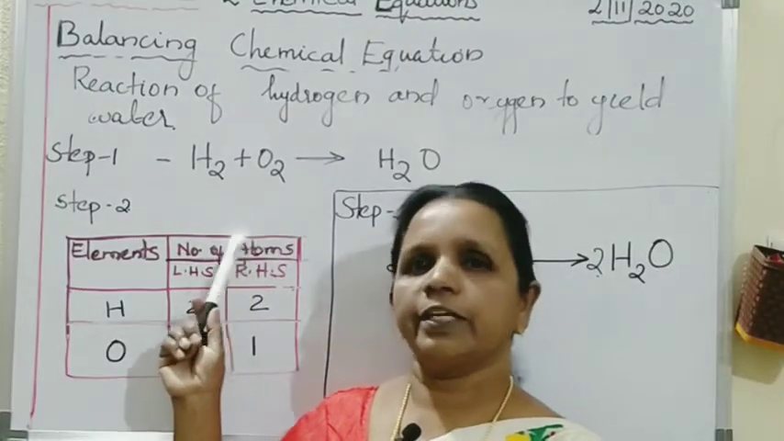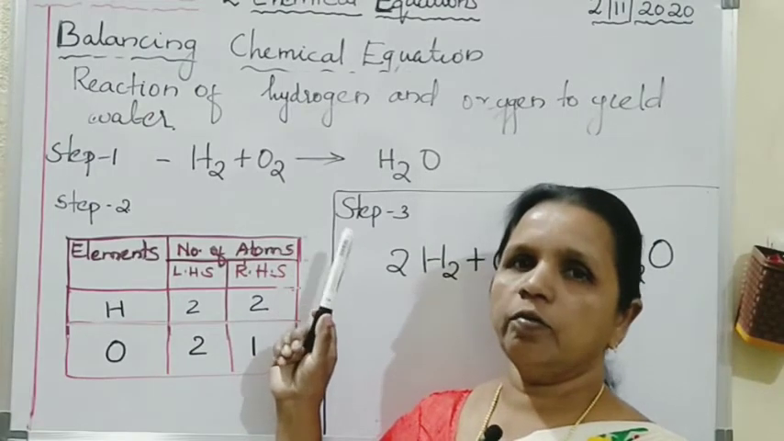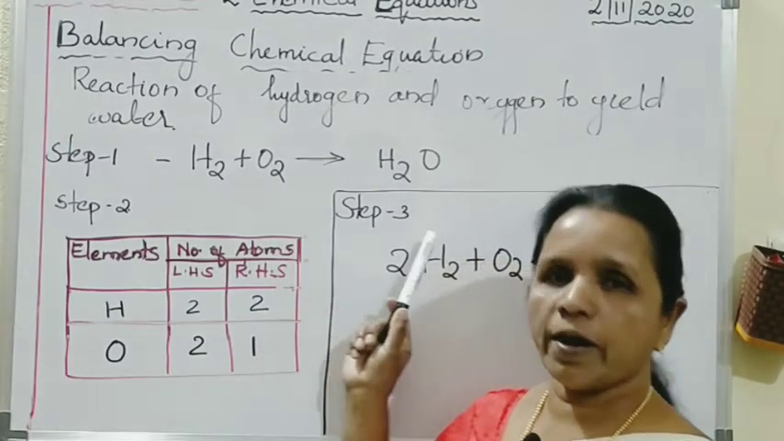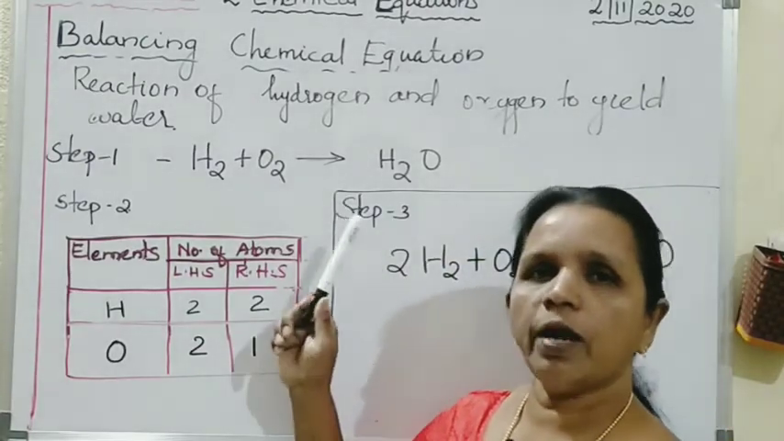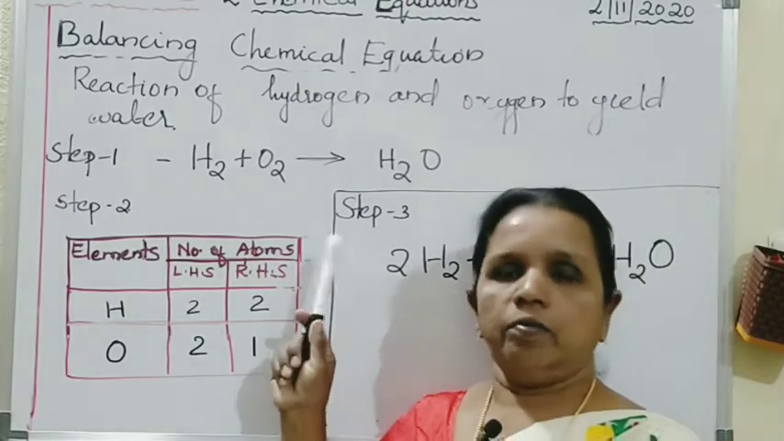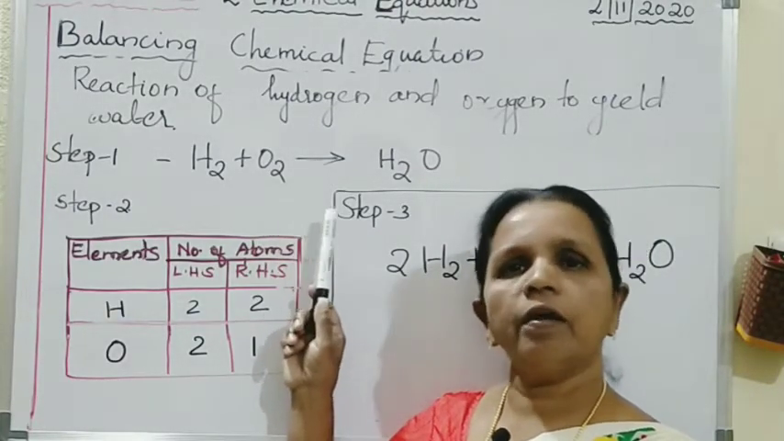With one example, the combustion of hydrogen, meaning hydrogen reacting with oxygen and yielding water. How can we balance this reaction? What is our first step? Write the unbalanced equation using the chemical formulas.